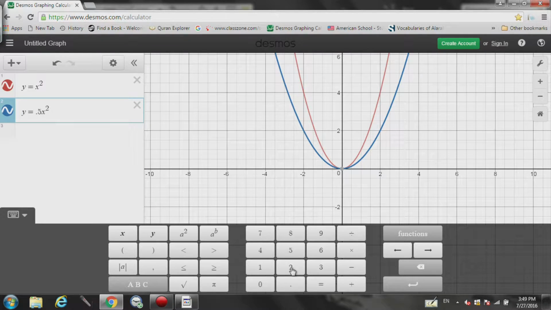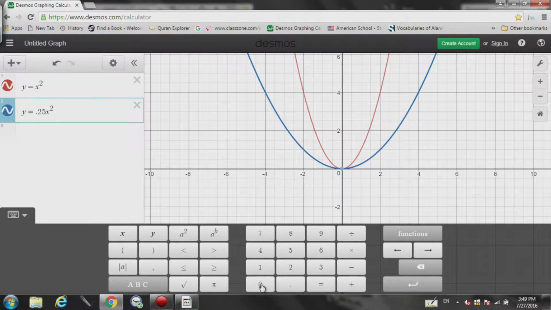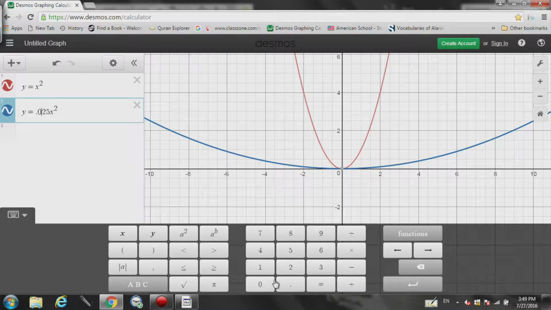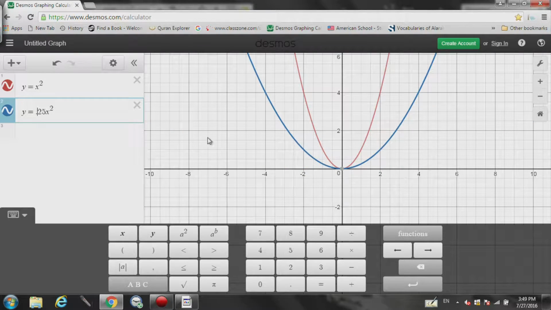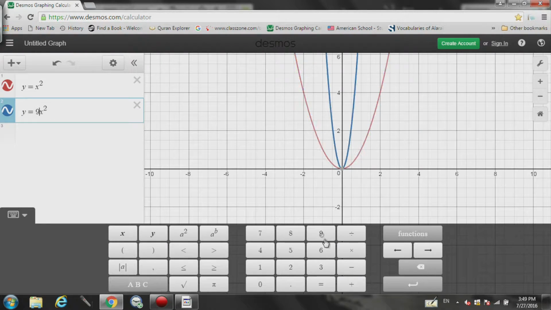2.5, right? I'm going to put 0 here. Whoa! Okay, see that? So if you put the number in front of it, that's going to decrease this. It's going to make it fatter. If it's a bigger number, it's going to go up faster. Let's see if I put a 9 there.